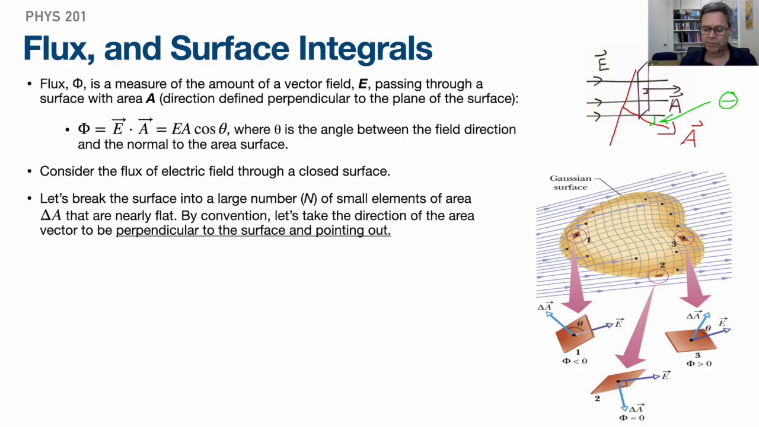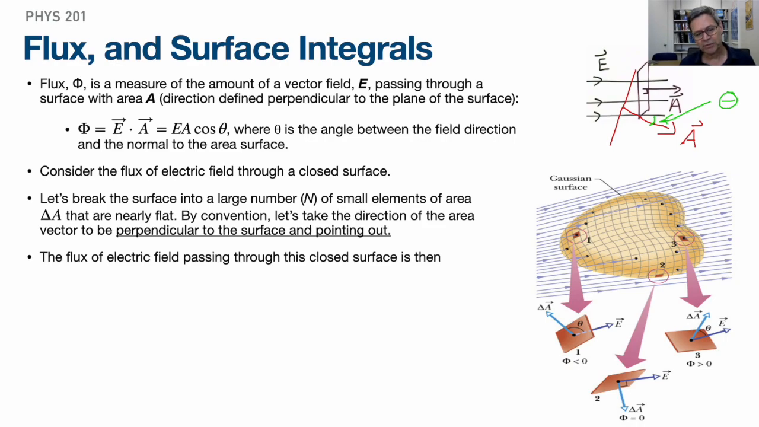So if we break up the surface that way, and we want to calculate the total flux through the surface, it's basically just going to be this sum. The total flux, the amount of the vector field passing through this closed surface, can be thought of as the sum of the flux passing through every one of those surfaces. So I can have a sum from 1 to n of the n surfaces, and it's the vector dot product of the electric field with the area vector delta A.